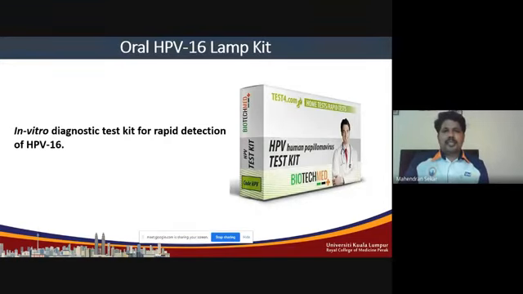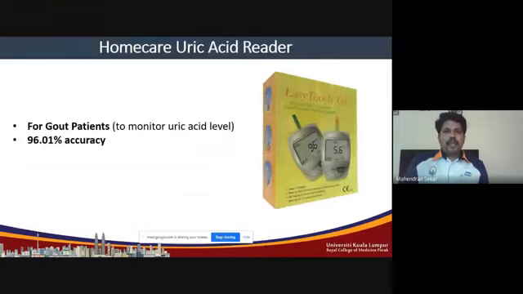This is what we need to practice with the students, instead of every time focusing only on research. For example, if 50 students are doing research, at least 5 students, 10% of the students, can go for producing some innovative product like this. That will be more beneficial to the public. Another one is the home care uric acid reader. It is mainly used by gout patients to determine the uric acid level on a daily basis.